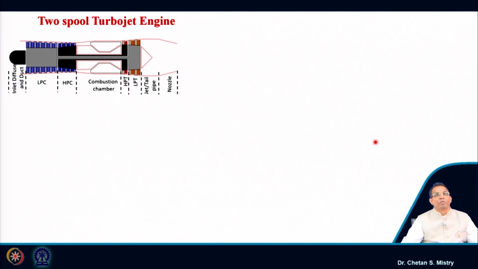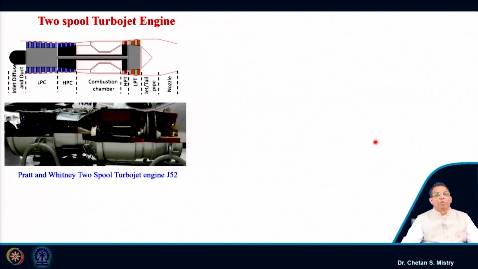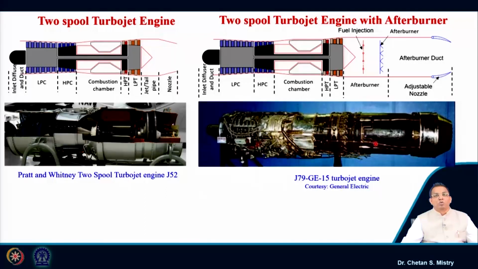Now, let us look at what we mean. Here this is representing our J52 Pratt and Whitney engine. Now, let us try to understand with the afterburner. This is a cut section of the J79 GE15 turbojet engine. Here, if we look carefully, we have this afterburner which has been incorporated, and this afterburner is followed by the afterburner pipe, and this pipe is connected with the nozzle, and this nozzle, as we have discussed, is a variable area nozzle.